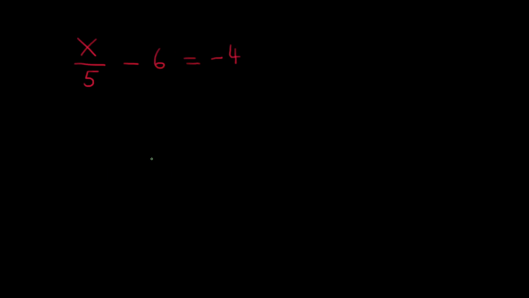Okay, this time we have subtraction and division. Again, using BEDMAS backwards, we have to deal with subtraction and addition before multiplication and division. So we're going to add 6 to both sides. This leaves us with x over 5 equals 2, since negative 6 plus 6 is 0, and negative 4 plus 6 is 2.